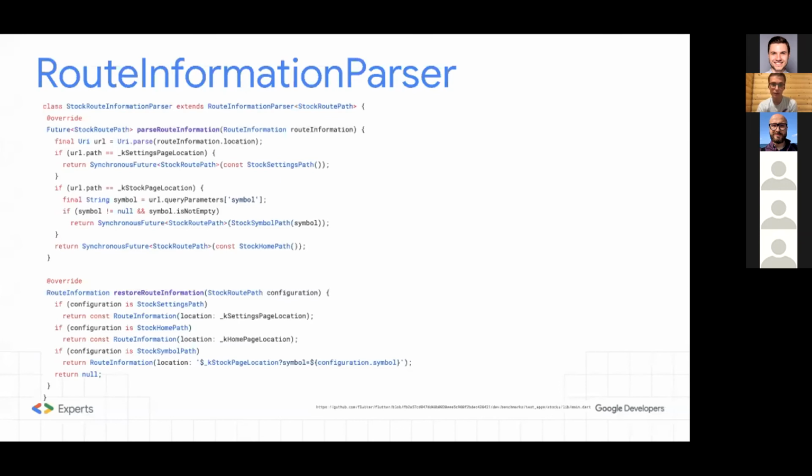I don't have much time, so let's quickly go through the route information parser. Here's another simple implementation. This is taken from the stocks app, a sample Flutter application from the Flutter repository. Here we have two methods. One is parse route information, and the second is restore route information.